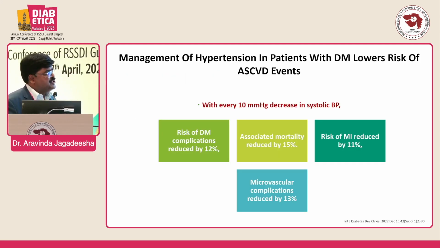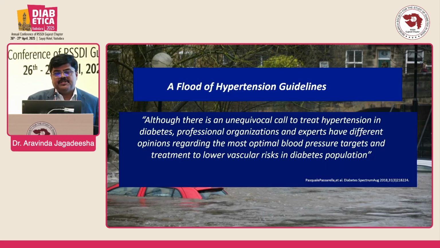So why is it so important? With every 10 millimeter decrease in systolic blood pressure, risk of diabetic complication is reduced by 12%, associated mortality is reduced by 15%, risk of MI is reduced by 11%, and microvascular complication is reduced by 13%.